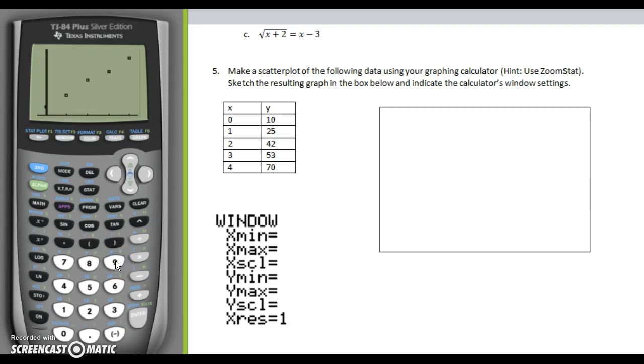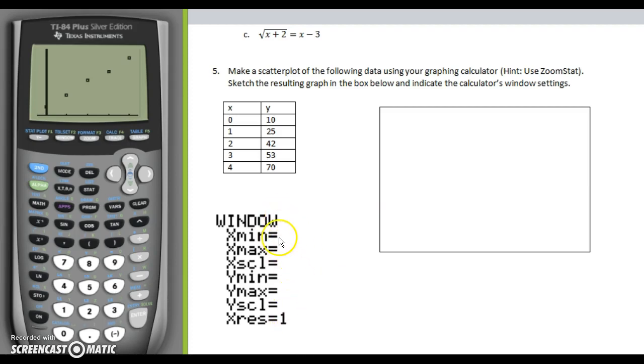And when you do that, notice it shows these points. Here's the first one, 0, 10. That's the second one, 1, 25. That's 2, 42, 3, 53, and 4, 70. So we can, in this box here, we could just, with our pencil, kind of duplicate what that graph looks like by plotting those points. Let's make a rough sketch when you do yours on your handout.